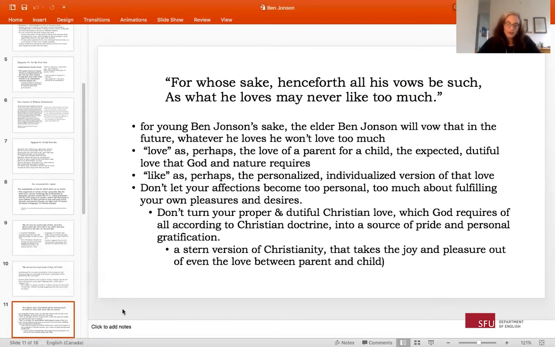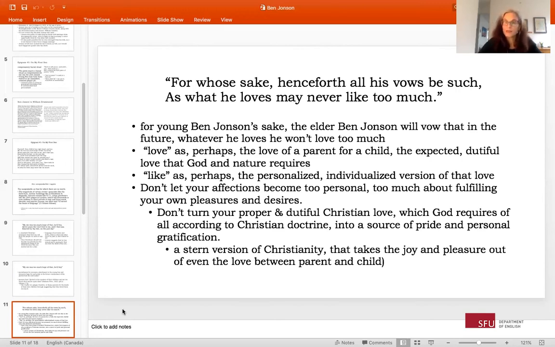So this idea that the poet excessively valued his son is picked up at the end of the poem, in the final two lines. And he says, "For whose sake henceforth all his vows be such as what he loves may never like too much." So he says here, for young Ben Johnson's sake, whom the poet names in the previous lines, the elder Ben Johnson will vow that in the future, whatever he loves, he won't love too much.